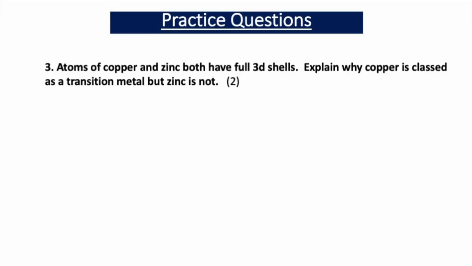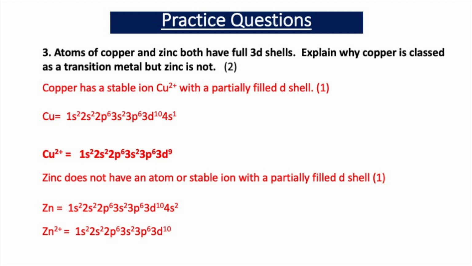Now here's our last question for you to have a go at. So read through the question, pause the video, have a go at it, and then we'll go for the answers. So question 3 is asking the following. It says atoms of copper and zinc both have full 3d shells. Explain why copper is classed as a transition metal but zinc is not. And this is a 2-mark question.